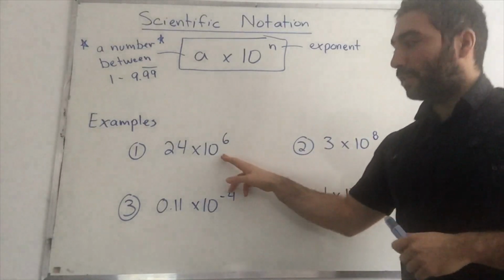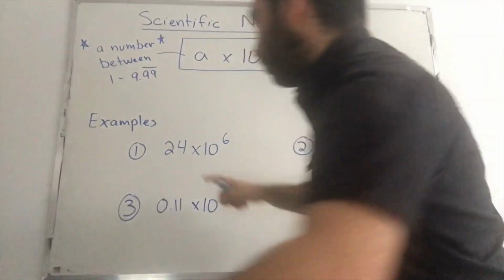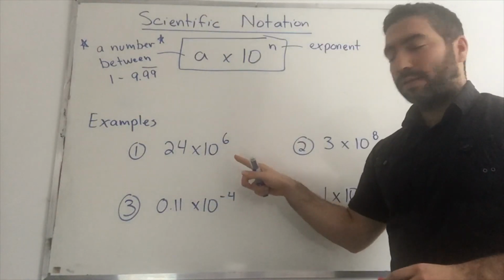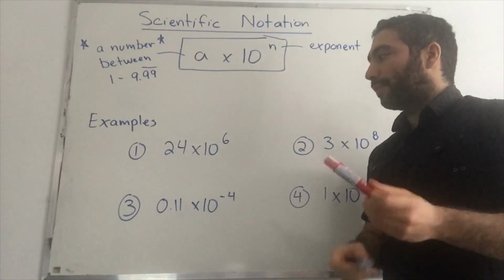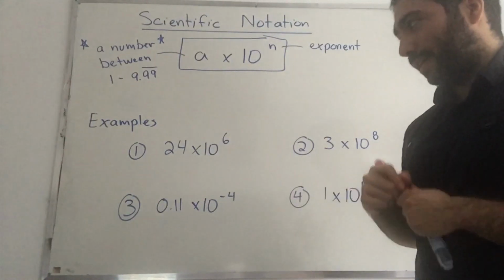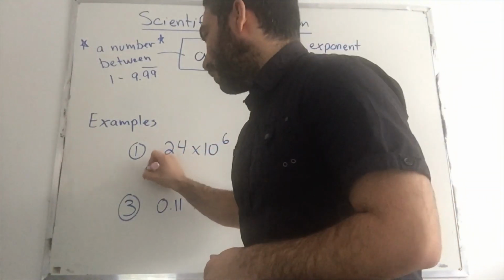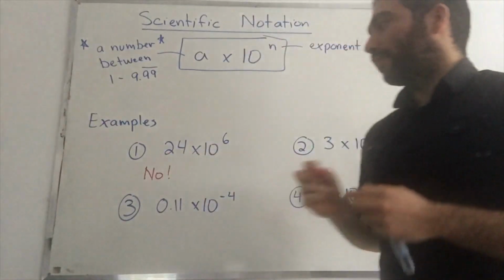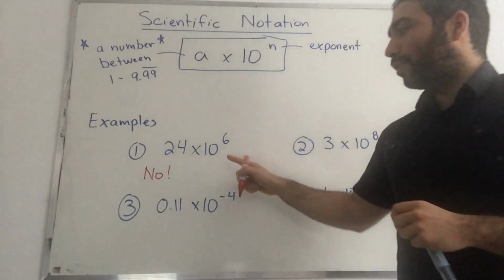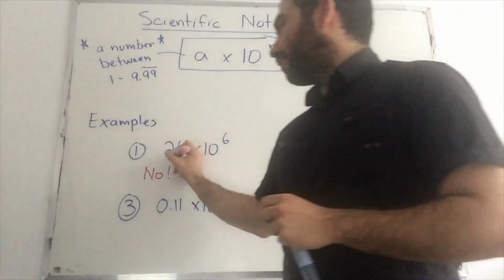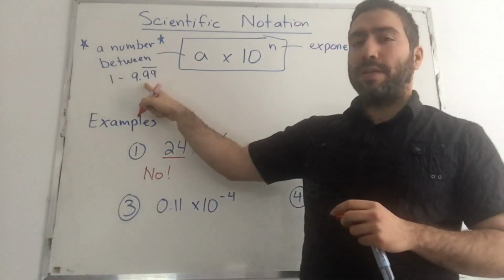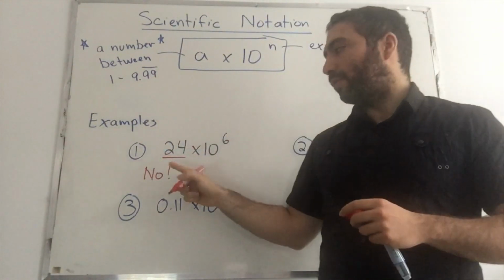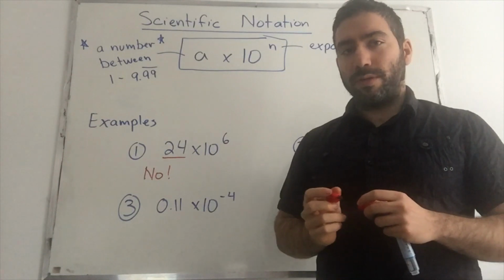If we look at the first number, we have 24 times 10 to the 6. Is that in scientific notation? For those who said yes, that's incorrect. This is not scientific notation. What's wrong with it? What you have to catch is that the first number here is 24. Is 24 between 1 and 9.999? No. So this is not scientific notation.